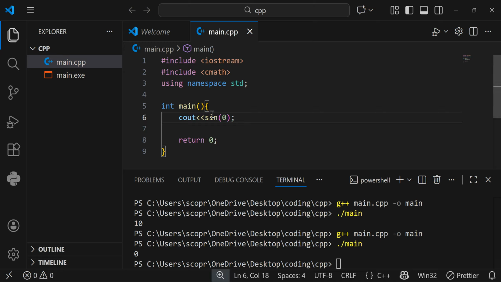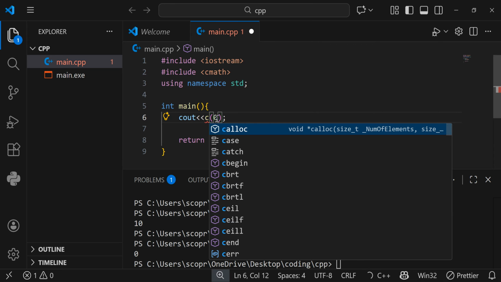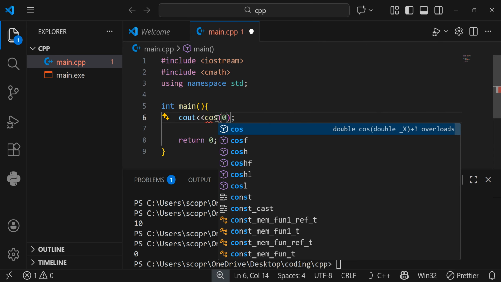Okay, so without leaving, let me show you. We can also use cos. Can we use cos like that? Okay, it's possible. Yeah, that's it. Thank you.